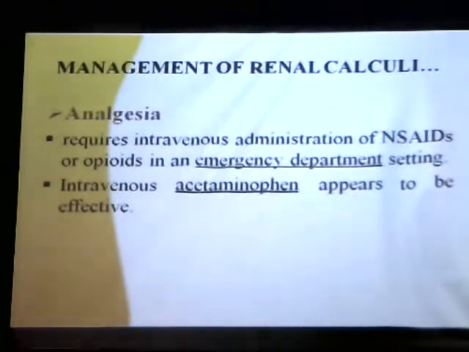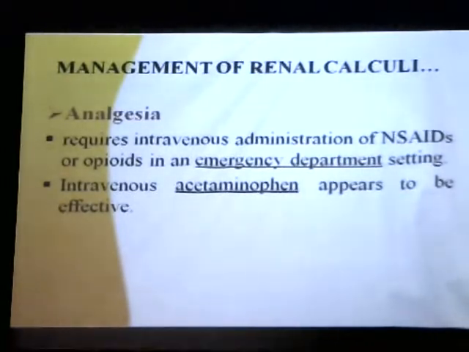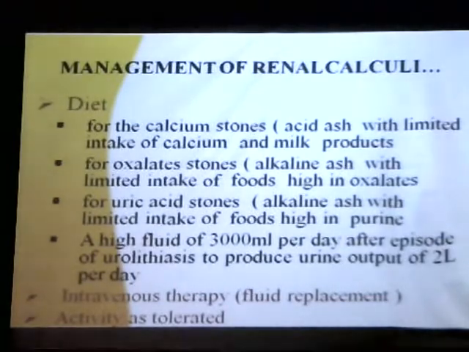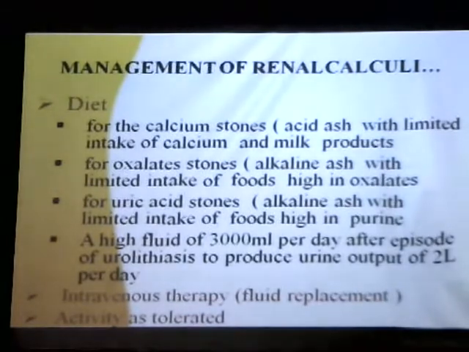In cases of pain, we need to administer painkillers, that is NSAIDs or opioids. Also intravenous acetaminophen might also be helpful. As a part of dietary intervention, for the calcium stone, acid ash with limited intake of calcium and milk product is suggested. For oxalate stone, alkaline ash with limited intake of food high in oxalate is suggested. For uric acid stones, alkaline ash with limited intake of food high in purine should be avoided.